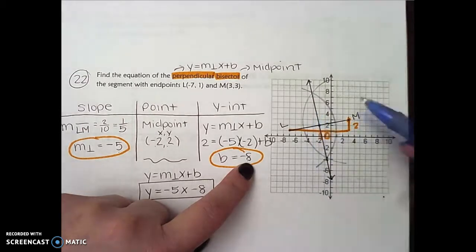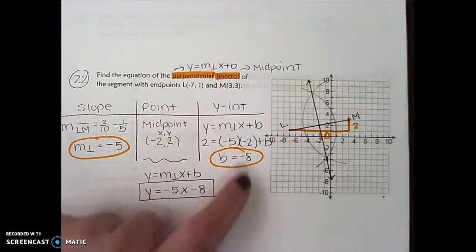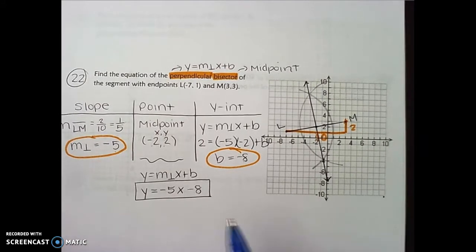And your graph might be a tiny bit off. You can see mine intersects actually just above -8, but that's okay. It's really close. And so therefore my equation of my perpendicular bisector makes sense.